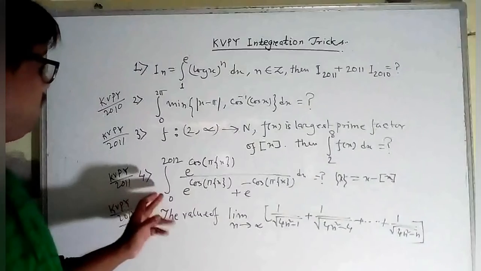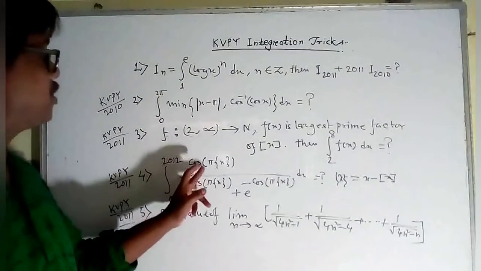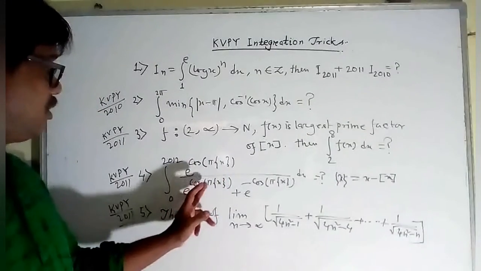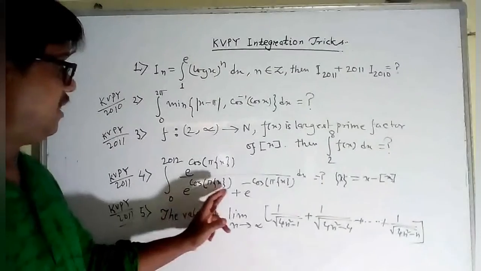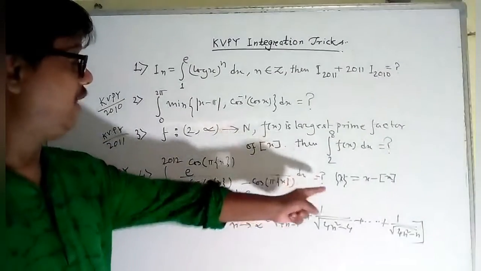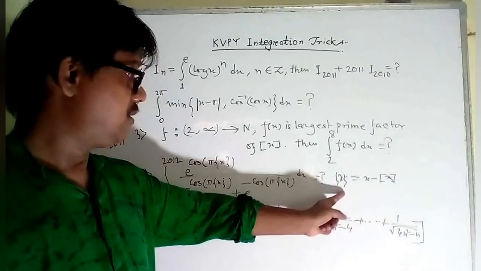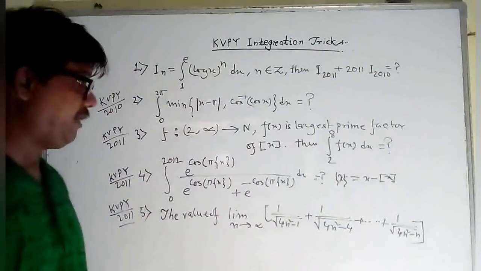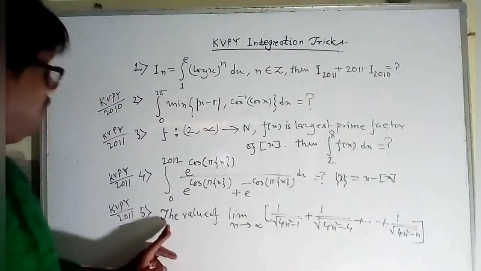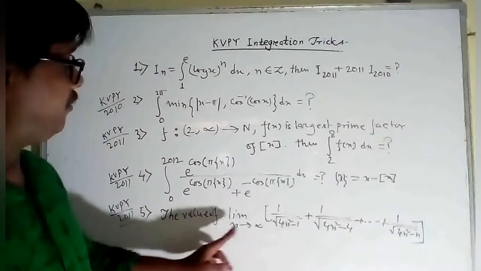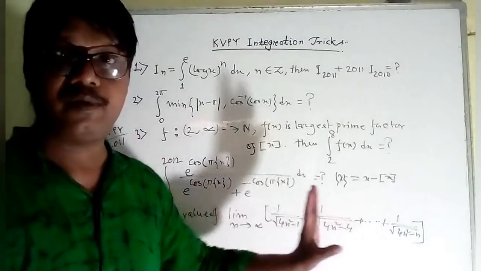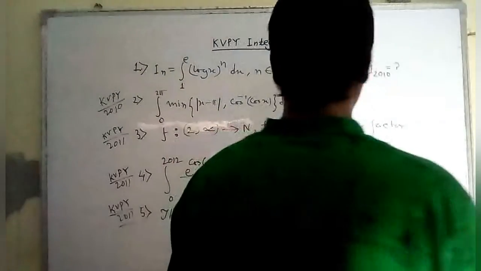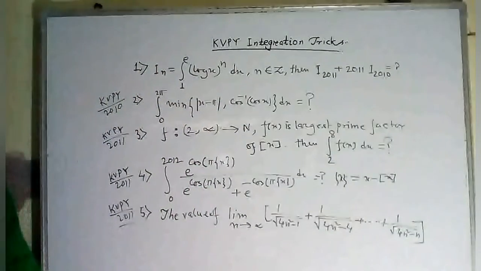Question number four: the integral from 0 to 2012 of cos pi {x} divided by e to the power cos pi {x} plus e to the power minus cos pi {x}, where {x} is x minus [x], the fractional part function. This is the value of the limit as n tends to infinity of this. Very tricky question.